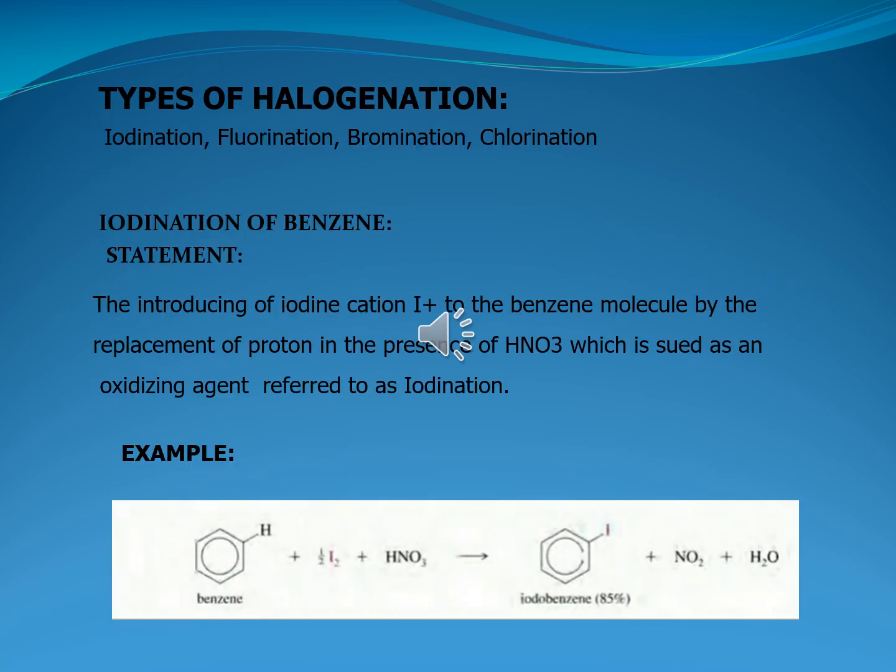Now we discuss the types of halogenations. Halogenations includes four types, that are iodination, fluorinations, brominations, and chlorinations. Here we will discuss the iodinations of benzene molecules. Here we will try to understand why iodinations of benzene is difficult by looking at the reaction mechanism, natures of the reactants, and also try to come up with a few steps to overcome the challenge.